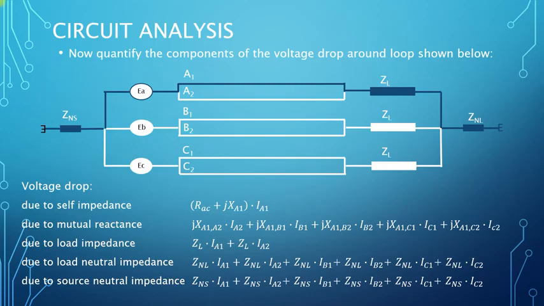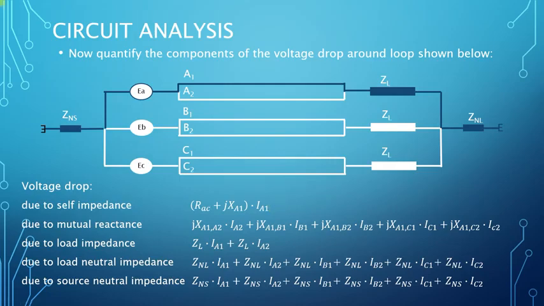So the first task that we have to do is to calculate the voltage drops in the circuit which I've highlighted in blue. So obviously there will be current flowing down the A1 conductor. That current will cause a voltage drop in that conductor due to the self-impedance of the conductor. So that gives us this voltage drop term here.